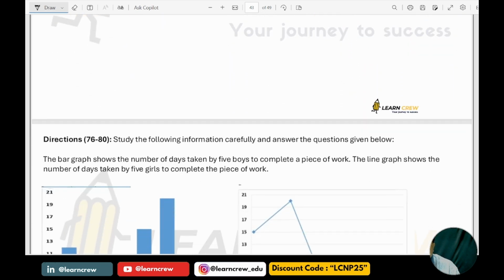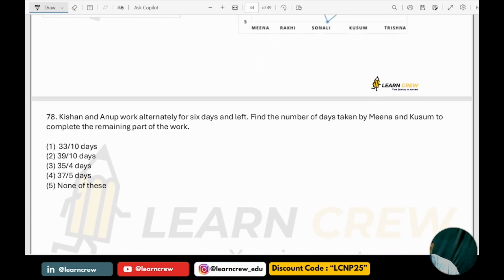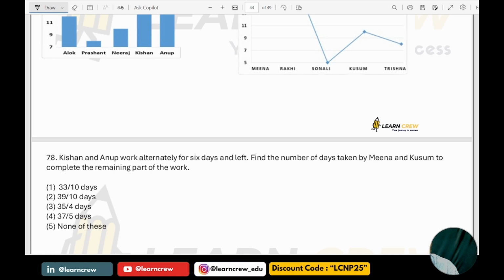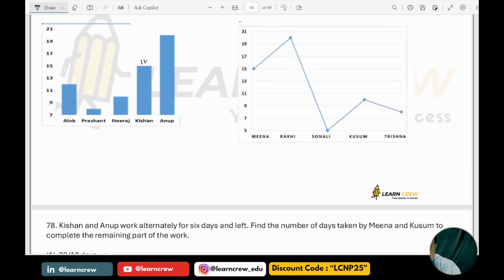Now 78th question. Kishan and Anup work alternately for 6 days and left. Kishan, how many days? 14. Anup, how many days? 20. 14 and 20, the LCM is how much? 140. The work is 140. So he can do 10, he can do 7.